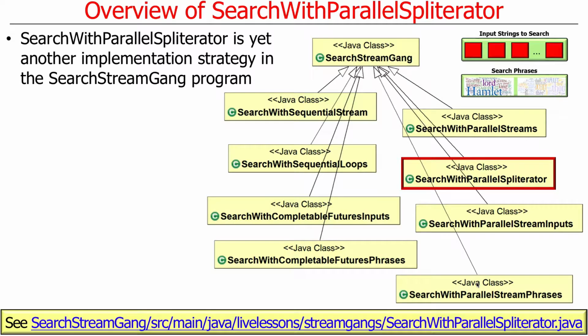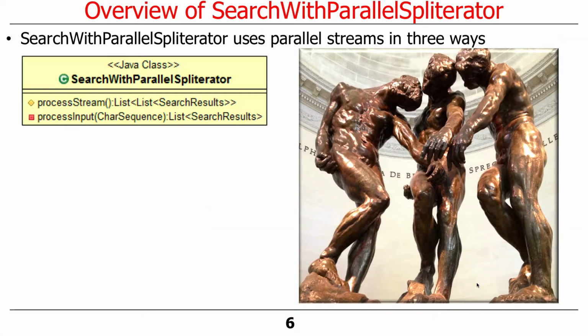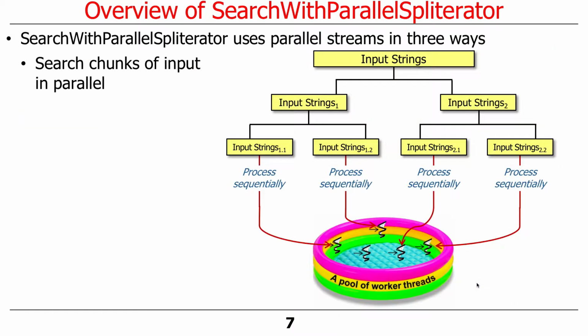There's a whole pile of different implementations of SearchStream examples in this app. And this is the one that is the most aggressive. It's called SearchWithParallelSpliterator. And it does 3 levels of parallel processing. So first, each chunk of input is searched in parallel. So each work of Shakespeare is running in parallel.